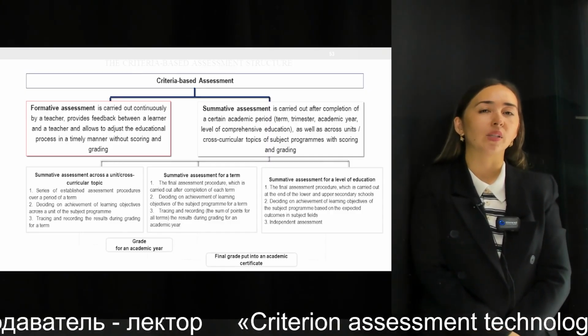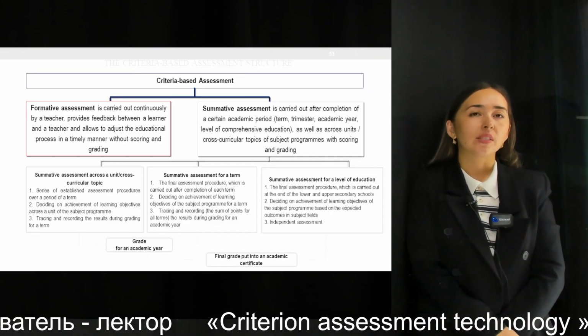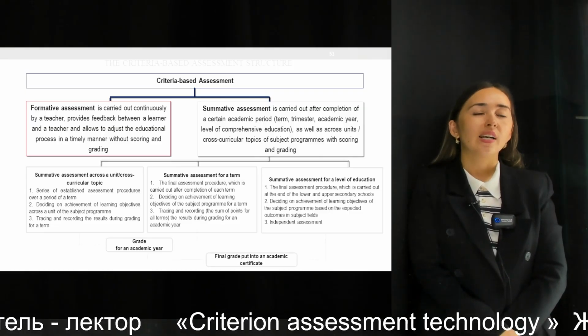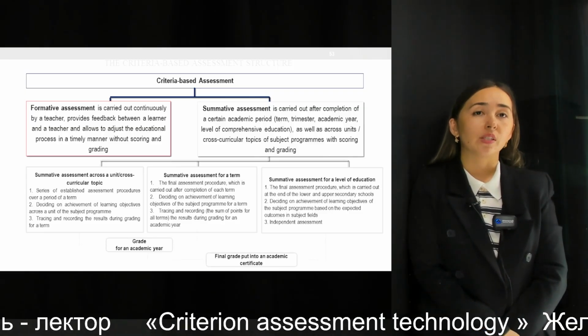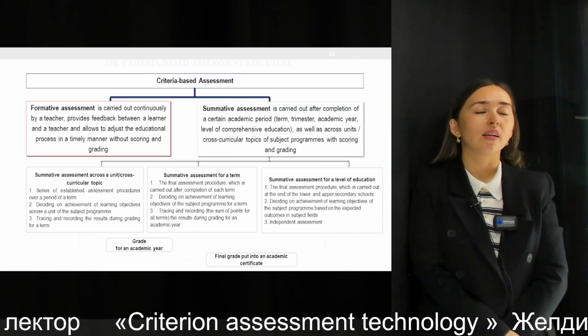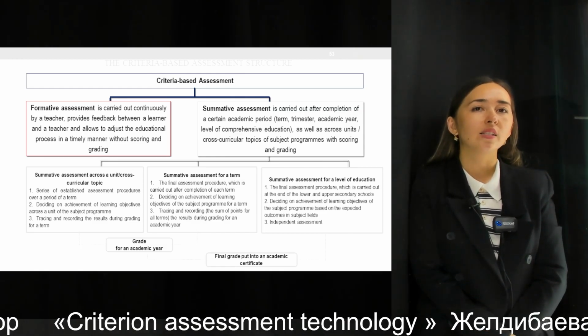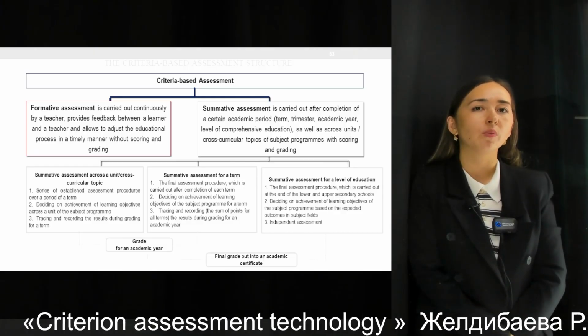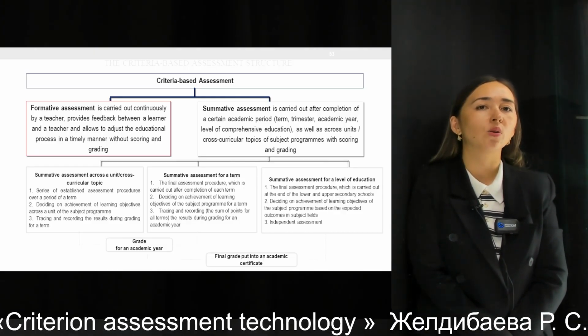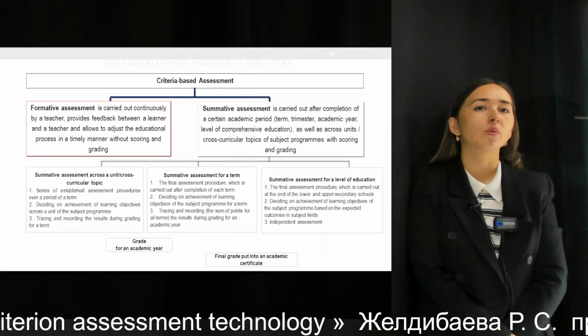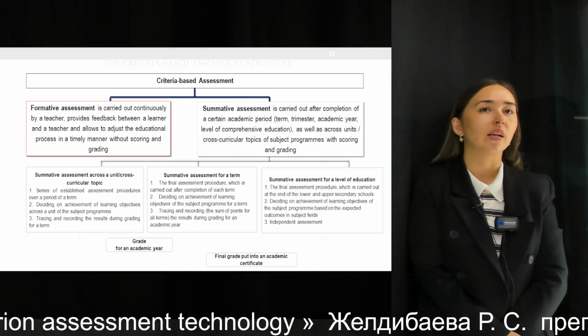Summative assessment for a level of education is the final assessment procedure which is carried out at the end of the lower and upper secondary schools, deciding on achievements of learning objectives of the subject program based on the expected outcomes in the subject field and area.